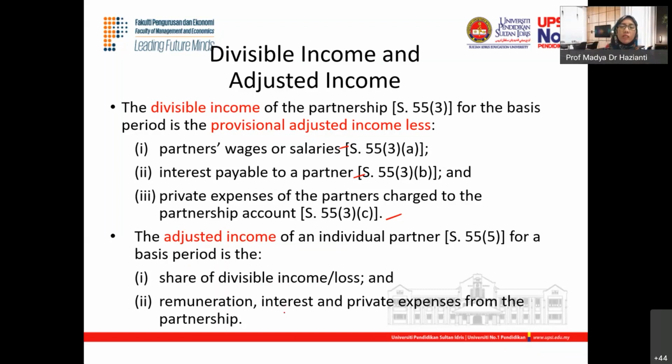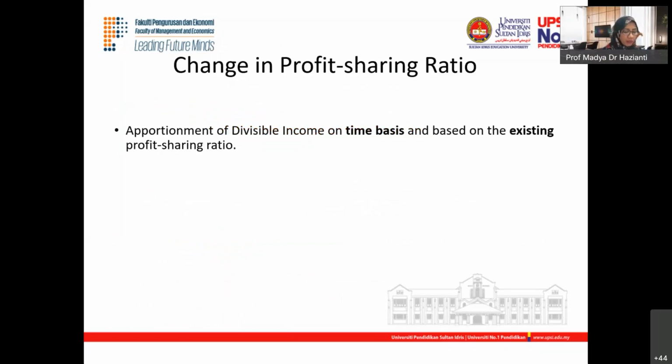Business tu tak buat profit, so dia dapat loss. So calculation from here, divisible income plus remuneration, interest, private expenses from the partnership. Whatever private expenses tu kita tambah balik untuk that particular partner. Okay, this is the format ataupun the calculation dia. But sebelum kita pergi look at the calculation, kita tengok dulu the concept. So, what if we have change in profit sharing ratio? Okay, apportionment of divisible income on time basis and based on the existing profit sharing ratio.